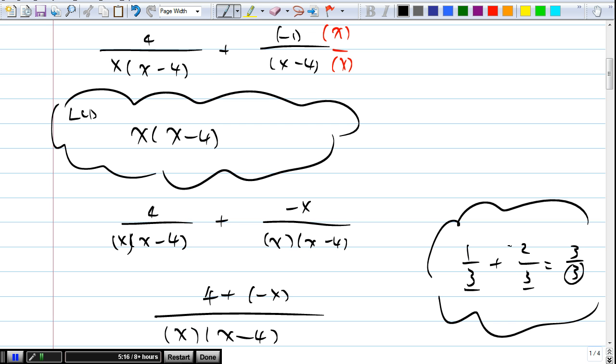Yeah, you have to check and see if things cancel out. Look at the numerator. Okay, Samuel, this is going to answer your question. Look at the numerator. 4 minus negative x. Is that the best way to write a polynomial? How should you rewrite this?